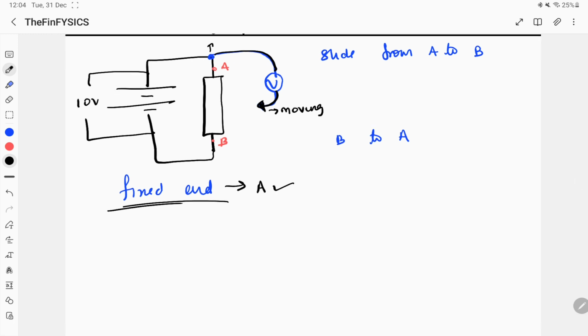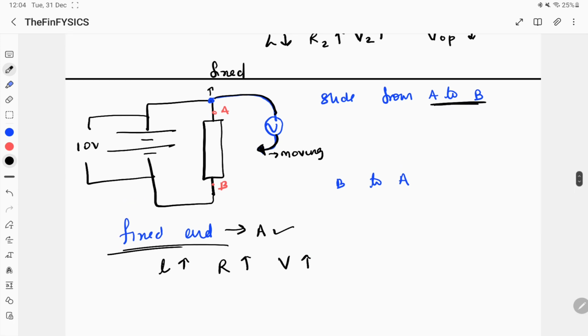Remember now, for this resistor, as the length of the resistor increases, its resistance is going to increase, and if resistance is increasing, you will be measuring a larger share of voltage, which means as you go from A to B, you are going away from the fixed end, which means the length of the resistor is increasing, across which you are measuring the voltage. So its resistance will increase, and therefore the output voltage that will be seen over here will increase.